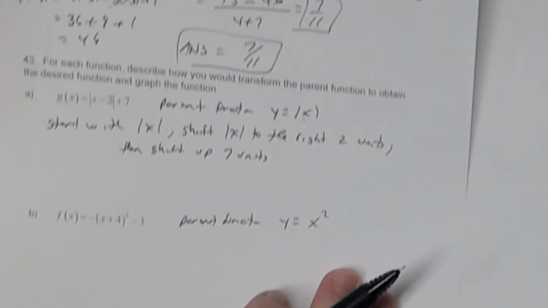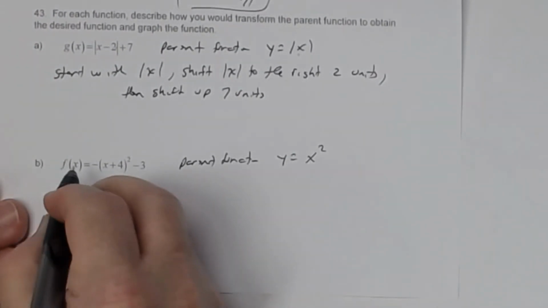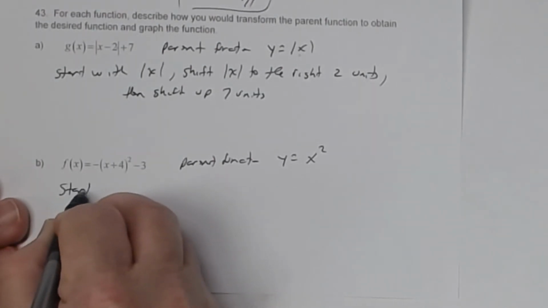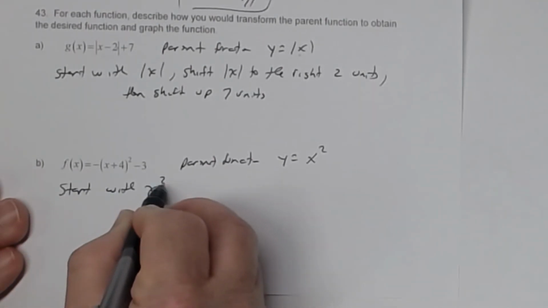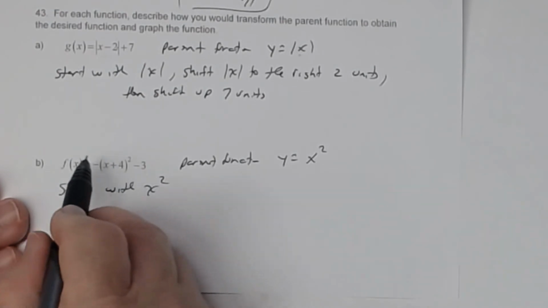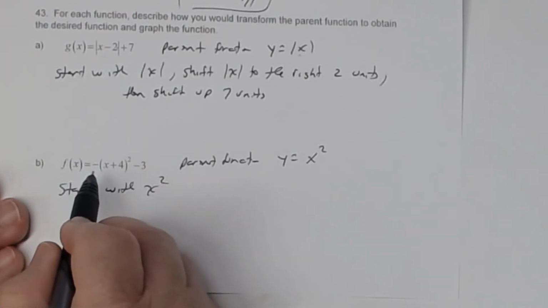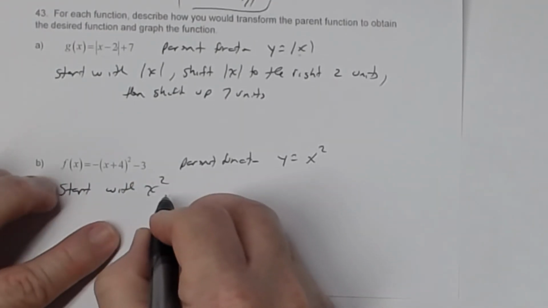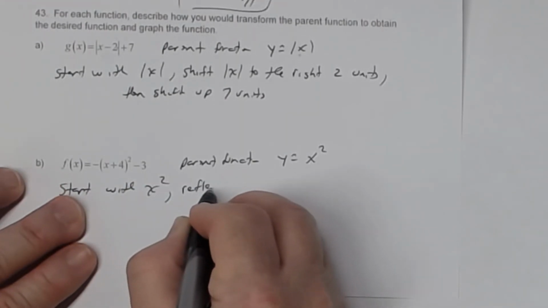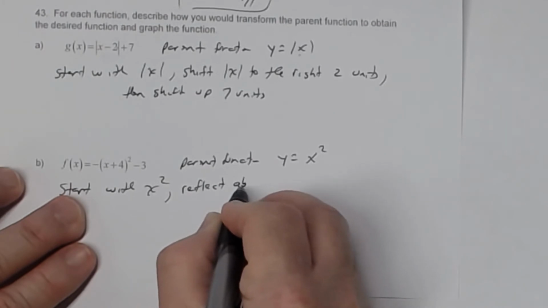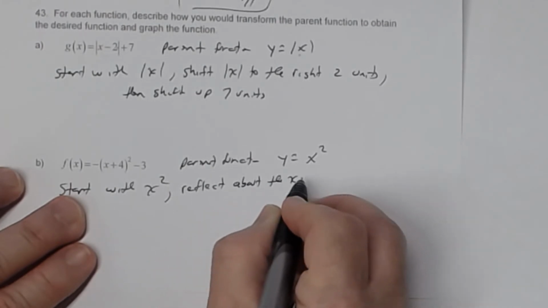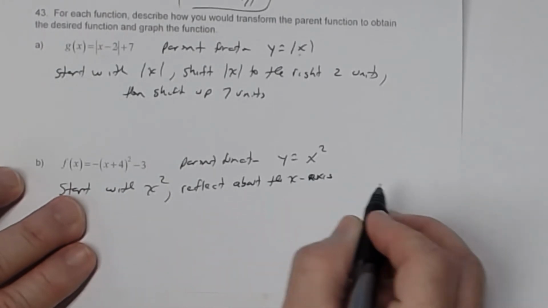Okay, now let's look at this one. Your parent function here is x squared. So you're going to say start with x squared. All right, and then you go from left to right. Remember, there's a negative outside the parent function. That's a reflection about the x-axis. So start with x squared, reflect it about the x-axis. Reflect about the x-axis.